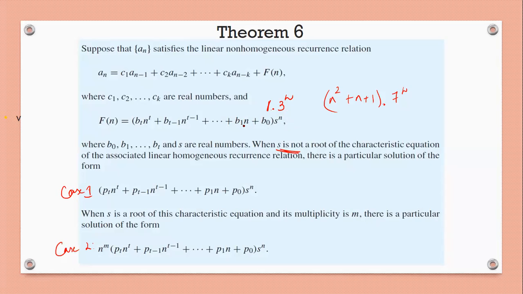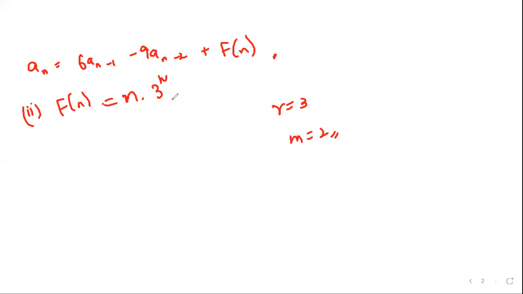So what did I say? If you have n, the n term, then we have to take two constants in our solution. So if we are writing the solution for this problem, we will have two constants. We will have P0 and P1. And also n power m. So if I want to write the solution, n power m into P1n plus P0 into 3 power n. Why am I taking two terms or two constants? Because we have n over here. So we have to take two constants.